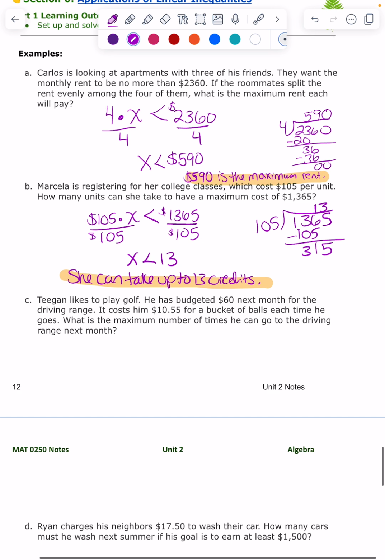Tegan likes to play golf. He has budgeted $60 next month for the driving range. It costs him $10.55 for a bucket of balls each time he goes. What is the maximum number of times he can go to the driving range next month? It's kind of the same thing. $10.55 times however many times he can go, we'll call that X. Has to be less than $60. So we're going to divide both sides by $10.55.